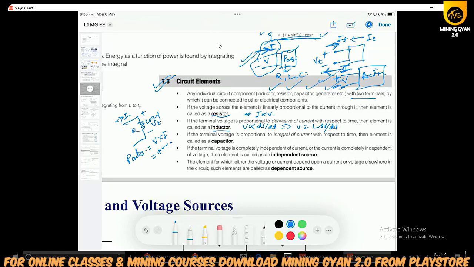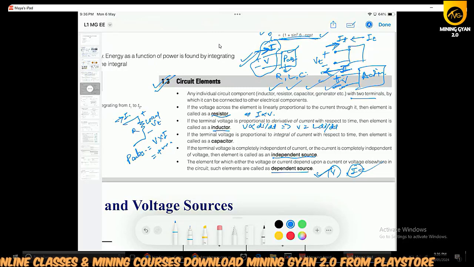Then there will be independent sources and dependent sources. What will be the sources? Either voltage source or current source. We will see what the independent voltage source or current source is, and what the dependent voltage source or current source will be.